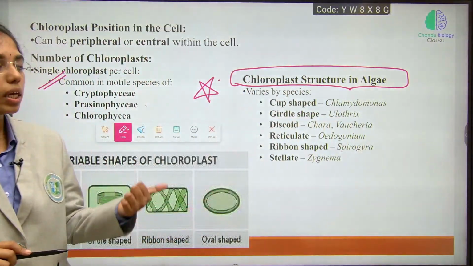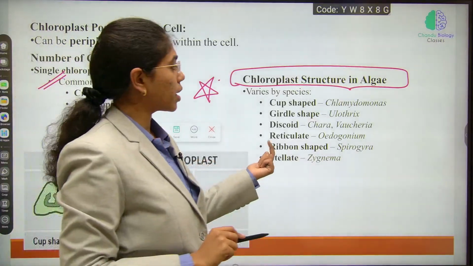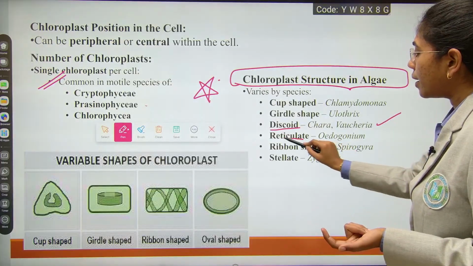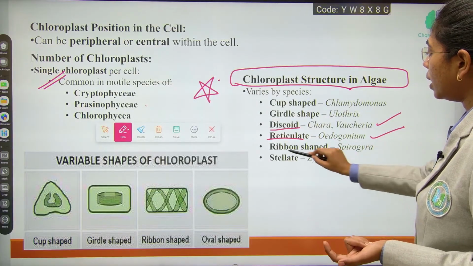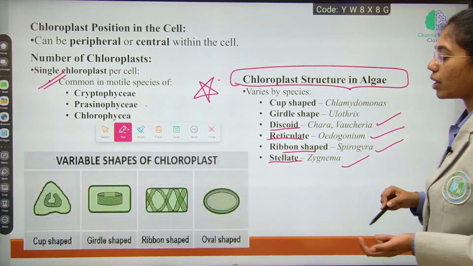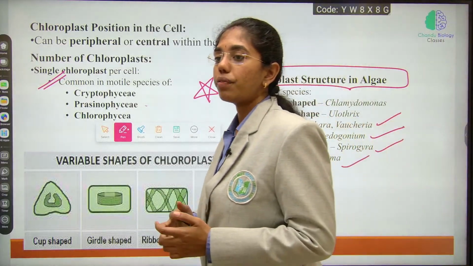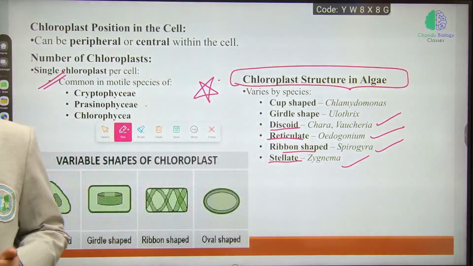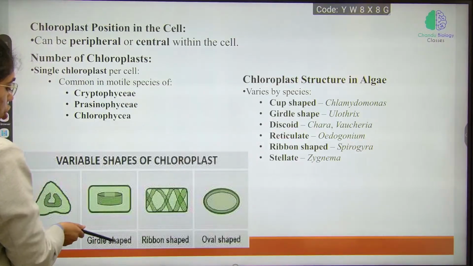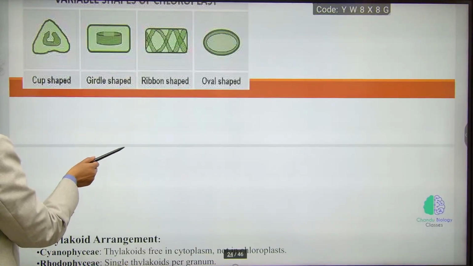Here you can see cup shaped in Chlamydomonas, girdle shaped in Ulothrix, discoid shaped in Chara and Vaucheria, reticulate shaped in Oedogonium, ribbon shaped in Spirogyra and stellate shaped in Zygnema. These are different shapes which are observed in different species of algae. Fine, right? With this we have finished chloroplast shapes and chloroplast number as well.